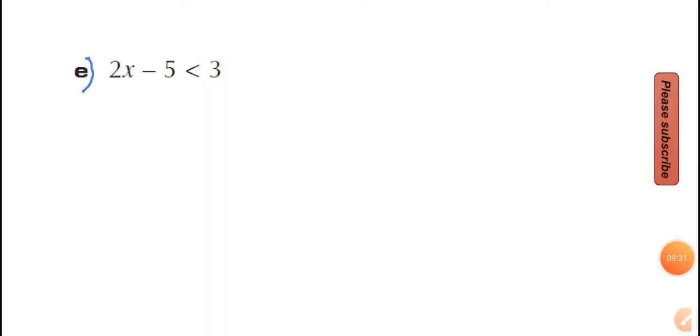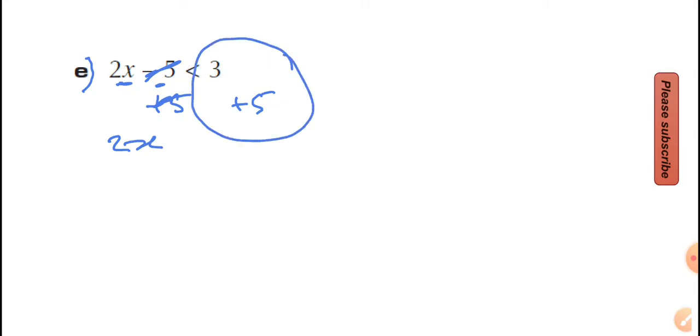So question E. To get x on its own, to solve for x or make x the subject, we have to get rid of the minus 5 first. How to do that? We add 5 on the left, add 5 on the right. On the left hand side, the minus 5 and the plus 5 cancel out, leaving just 2x. On the right hand side, I have to do 3 add 5, which is 8. And then just copy the sign down.